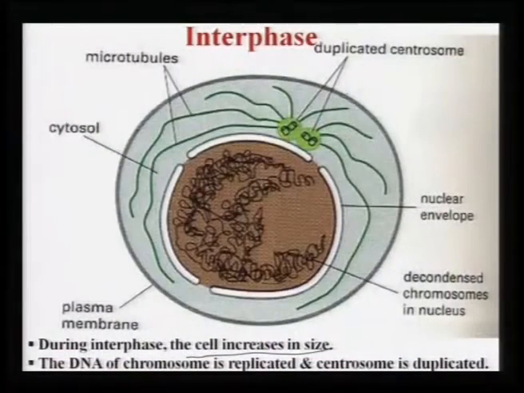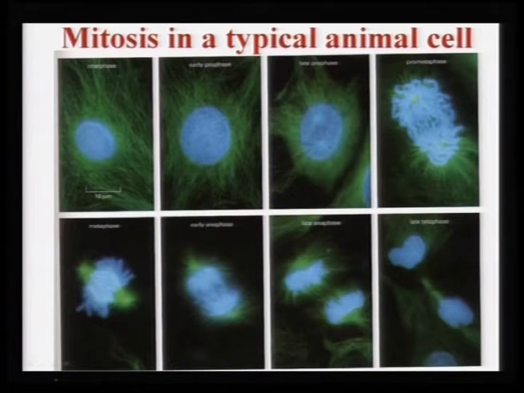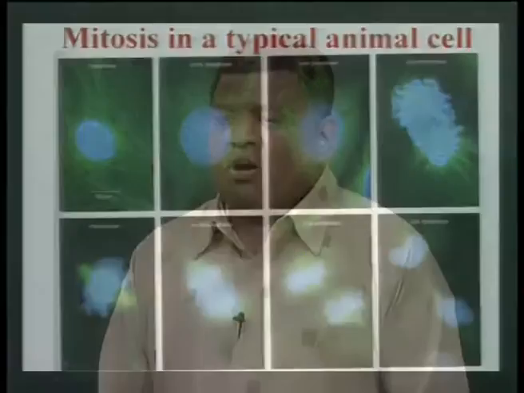The DNA of the chromosome is replicated and the centrosome is duplicated, and this is the typical mitosis in a typical animal cell. What you can see are very nice fluorescence images, and these fluorescence images show a sequential process. It shows how the nucleus is also duplicated. You start from the top left, which is the interphase. The green stained region is the cytoplasmic area, the actin filaments, and the blue stained region is the nucleus area.